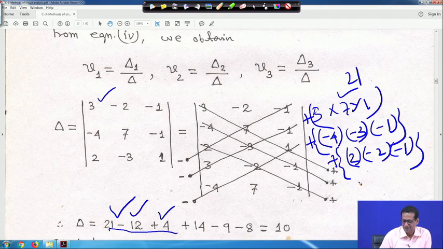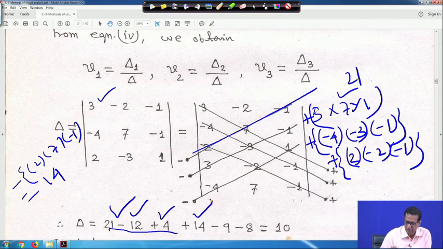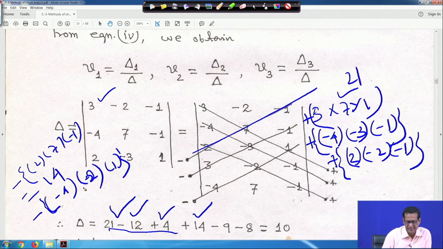Next you come to this side, which will be negative. Here it is minus, then 2 into 7 into minus 1. If you multiply this, it will be minus 14, with the minus sign in front making it plus 14. Next you multiply this one, with a minus sign, minus 4 into minus 2 into 1.